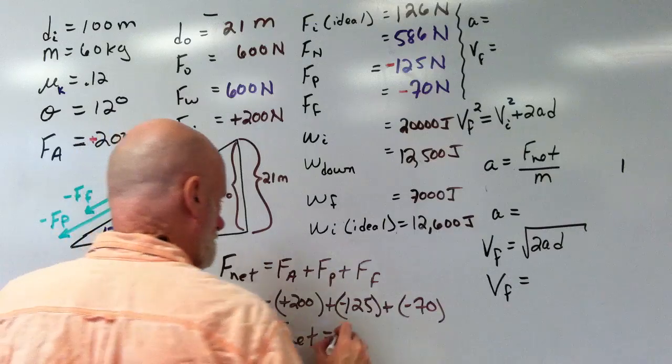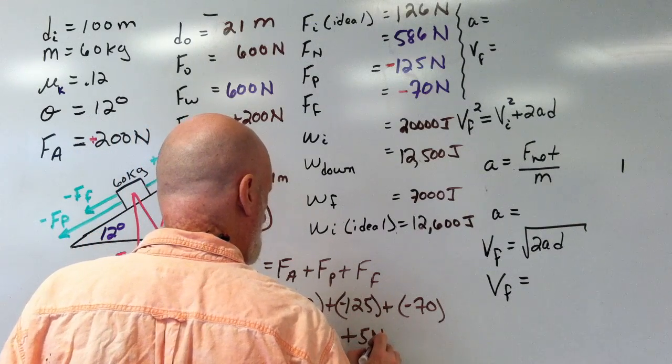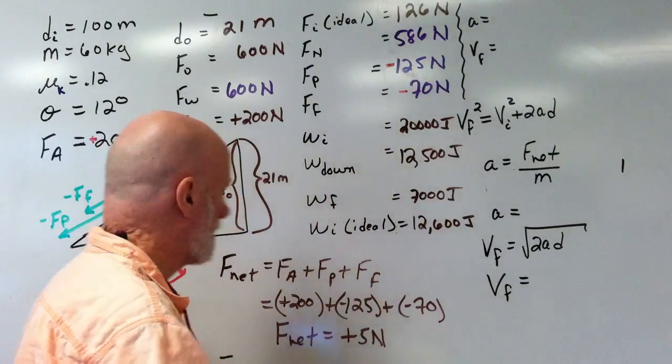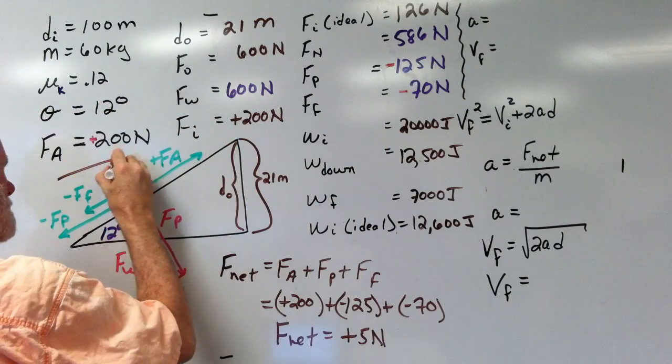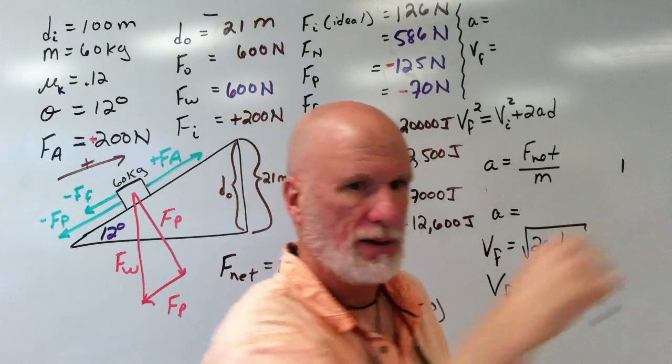5, right? Plus 5 newtons, meaning it's going in the positive direction. Remember, that's the motion, right? So if it's plus, it means it's going up.